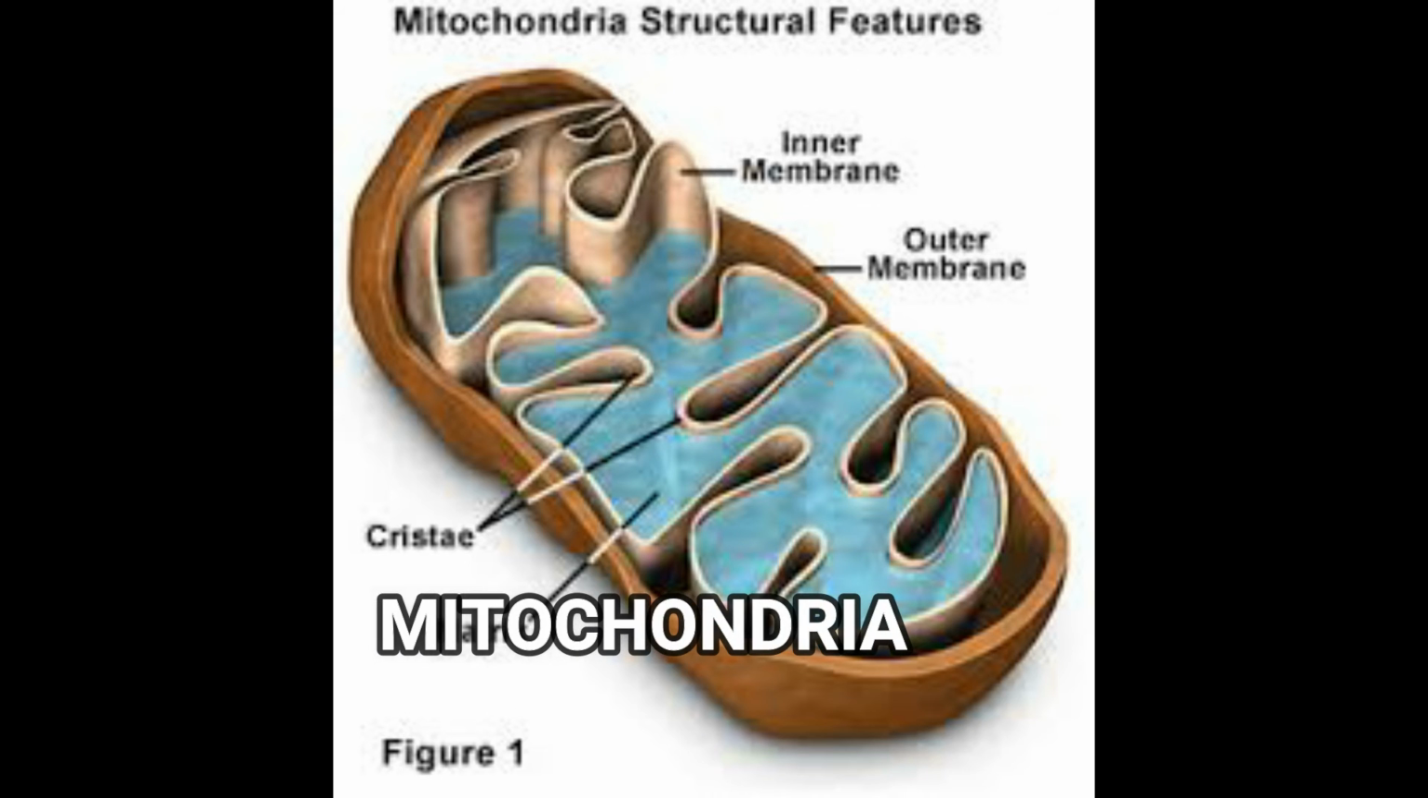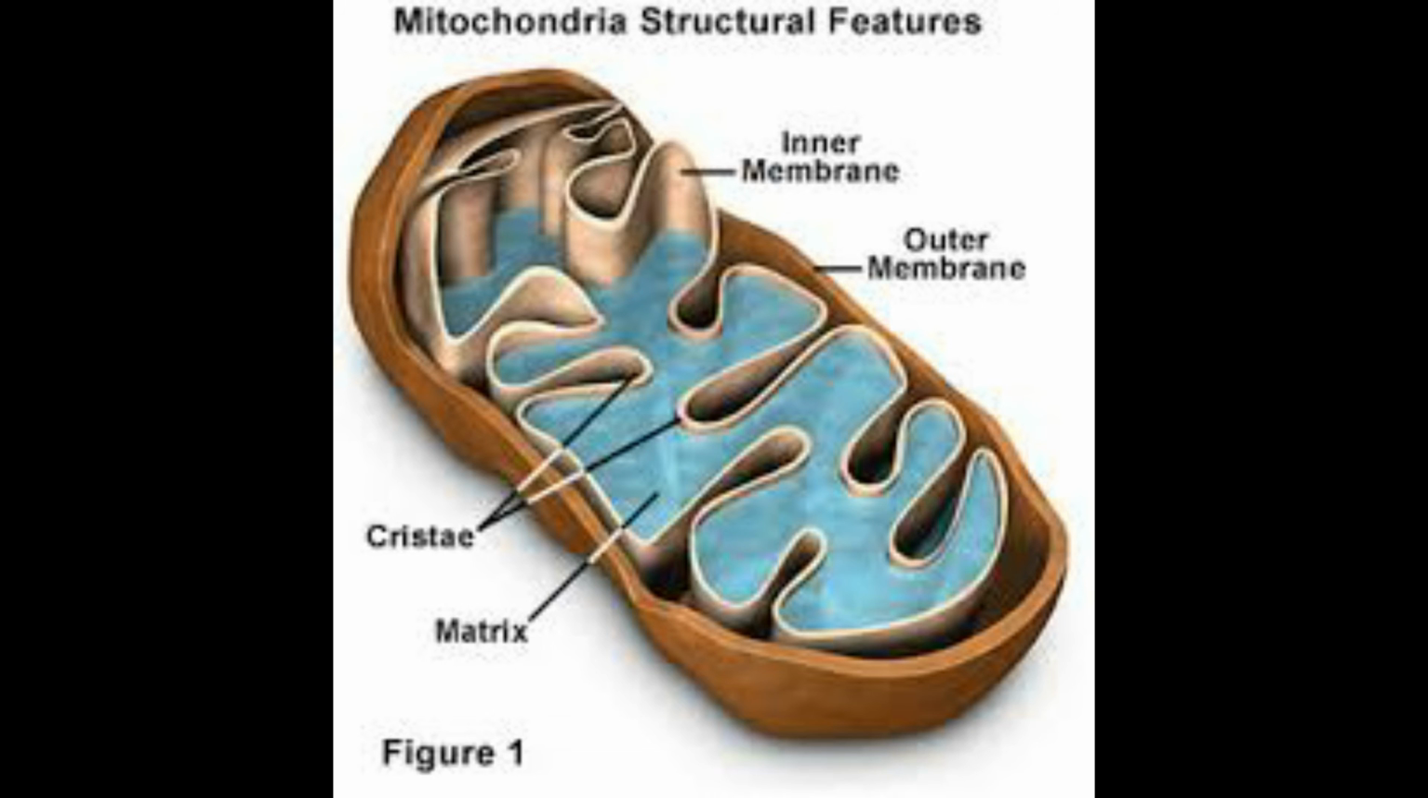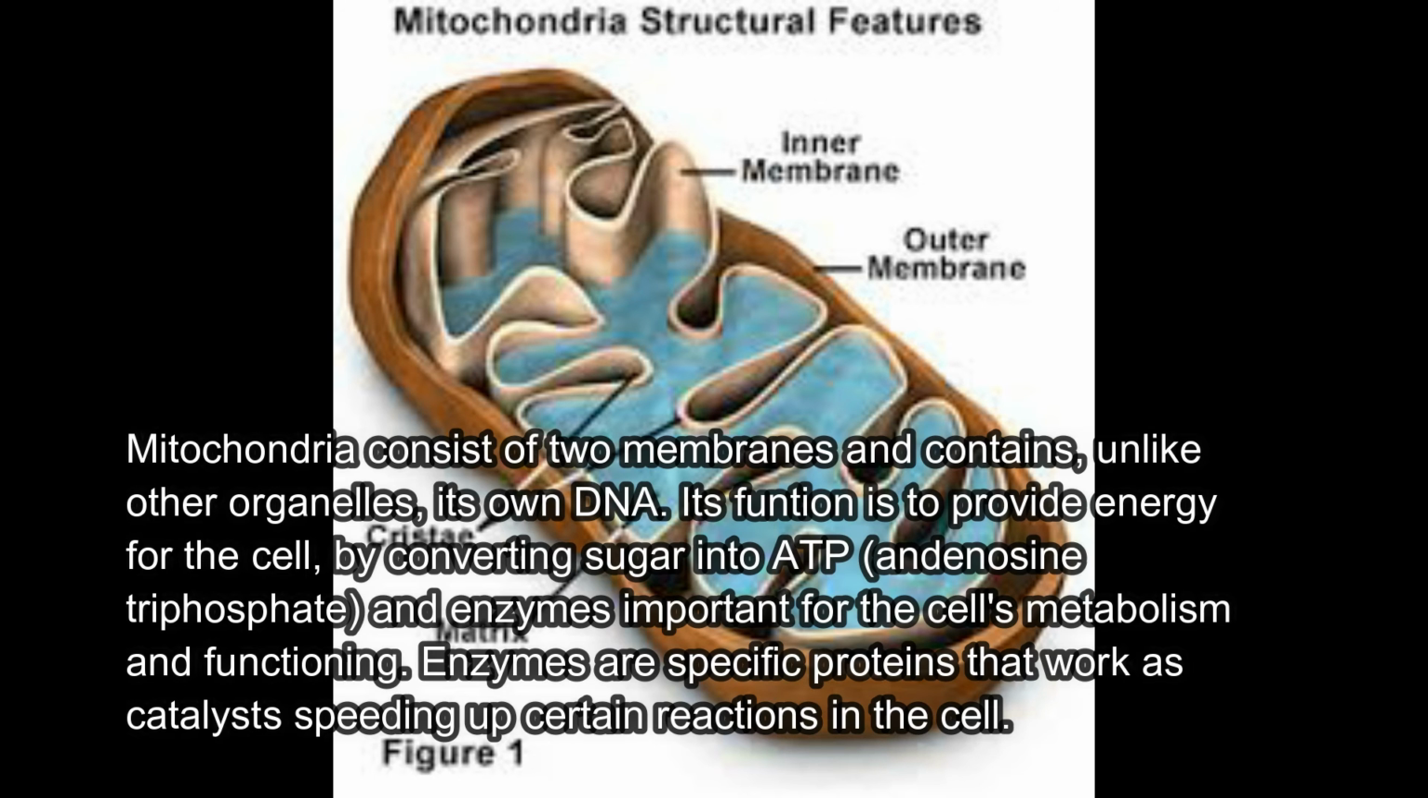Next is the mitochondria, the energy provider. Mitochondria consists of two membranes and contains, unlike other organelles, its own DNA. Its function is to provide energy for the cell by converting sugar into ATP, adenosine triphosphate, and enzymes important for the cell's metabolism and functioning.